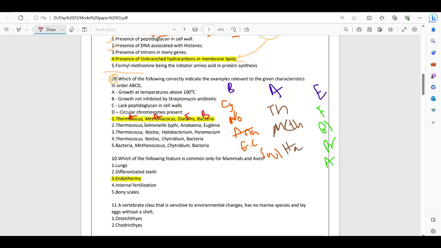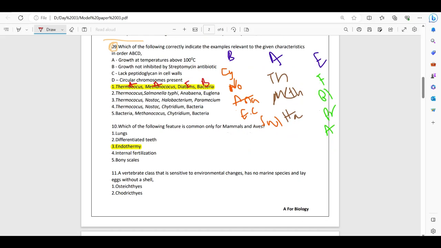So the next one is Thermococcus again. So it would be A for the rest of the 4 answers. And Salmonella is from domain bacteria. Nostoc is from bacteria. Anabaena again from bacteria. Halobacterium is an example of domain archaea.